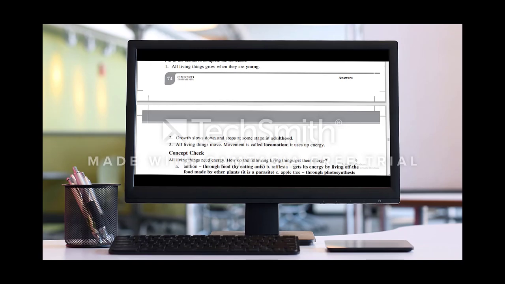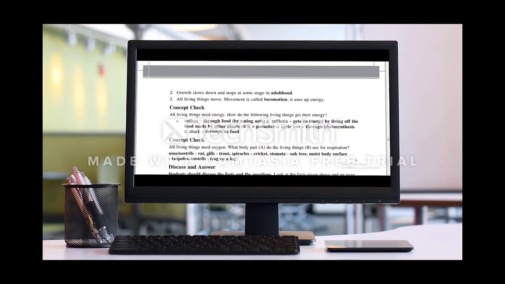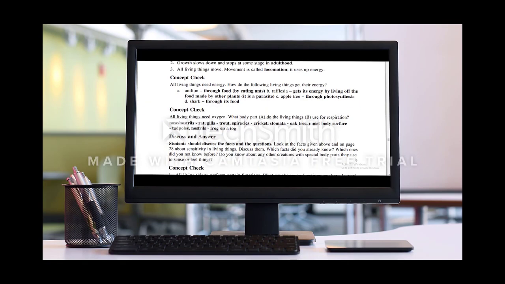The second concept check is at page number 26. All living things need energy. How do the following living things get their energy? Antlion, Rafflesia, apple tree, shark. Antlion gets food by eating ants.